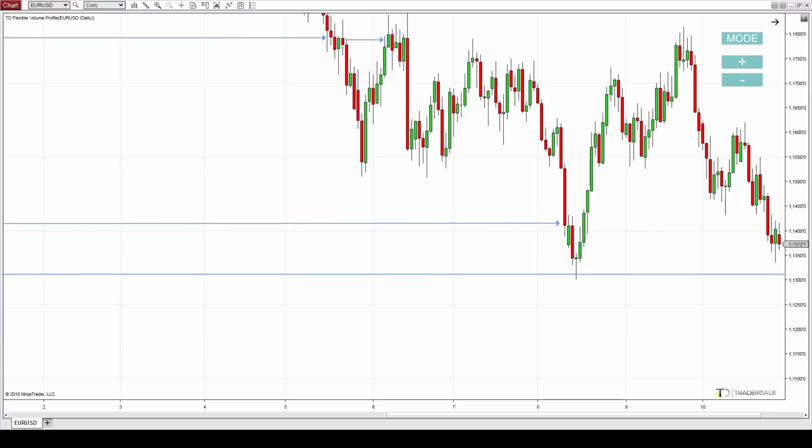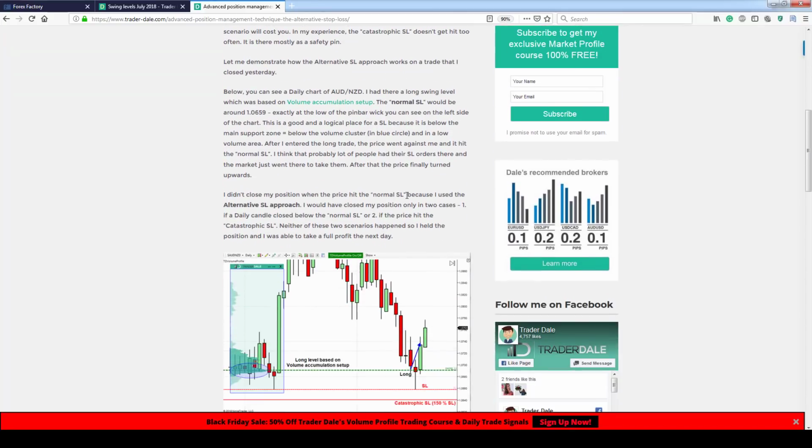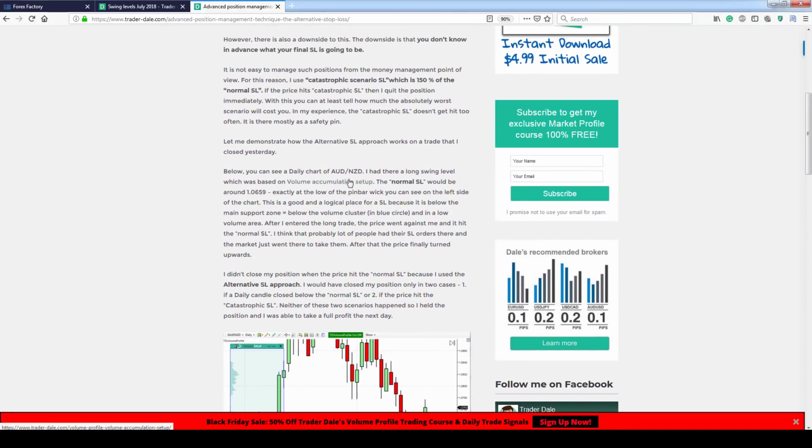Alright, this stop loss method is pretty neat, and I really like it. I've been using it for many years, and it's really working with the swing trades. And I made an article for you. It's on my webpage. It's free, you can read it, and it's more in detail. It's in the article section. It's right there: Advanced position management technique, the alternative stop loss. Alright, this is the article. So check it out, and let's now have a look at another trade.